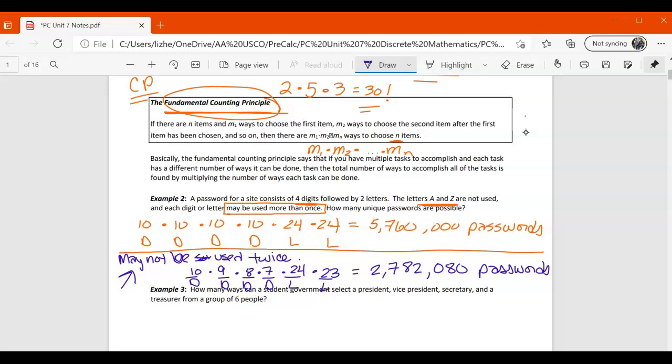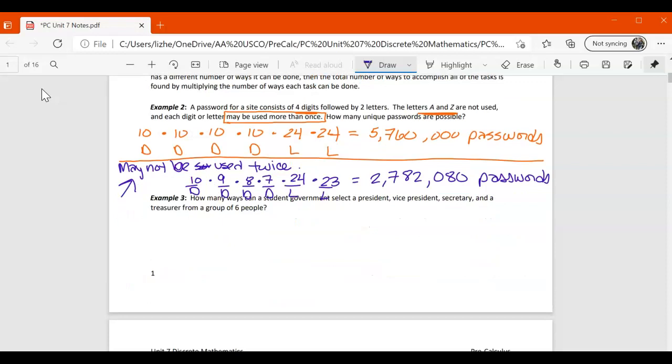Okay, so moving on, example 3. How many ways can a student government select a president, a vice president, secretary, and a treasurer from a group of 6 people? So in this problem, you need to note that, well, let's just make the rule that you cannot be president and vice president, etc. at one time, at once. So we need 4 different people. One person cannot hold more than one position.